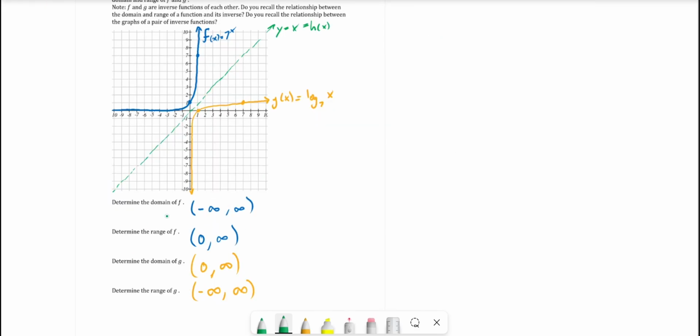So we can definitely see that these are reflections about that line. We can also see what I kind of alluded to in the intro, which is that their domain and ranges have switched places, right? Domain of f is the range of g, and the range of f is the domain of g. And this is, of course, because inverse functions interchange the roles of x and y, and so they interchange the domain and range.